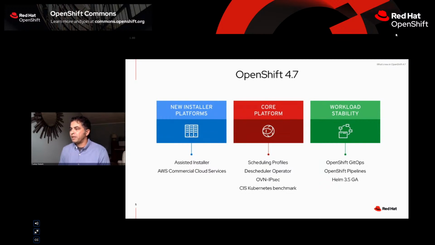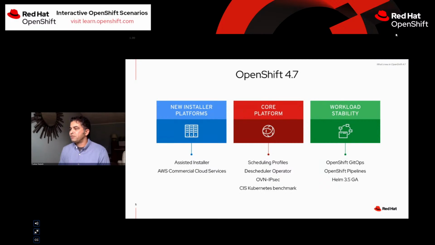From a core platform perspective, we have some exciting changes and features in the scheduler, as well as we continue on our journey on OVN, and you'll see OVN IPsec as one of the spotlight features there. Security has always been important for OpenShift and for Red Hat. The CIS Kubernetes benchmark is being presented a little later. And then finally, on the workload and stability side, we continue to make improvements to OpenShift GitOps that we introduced in 4.6 and OpenShift Pipelines that we introduced even before that, and Helm is now at 3.5, and that is now GA. So we'll hear all about it soon.